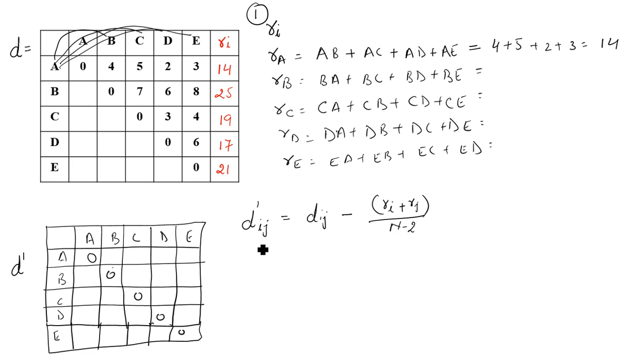D dash ij. ij means what? Here also i is a node, j is also a node. So it is the connecting node. Connecting node means these are like AB, AC, AD, AE. For B, BA and AB are the same, so we have to calculate BC, BD, BE. Same like CA, AC is the same, CB and BC is the same, so we have to calculate CD and CE and DE. So these 10 values we have to calculate.